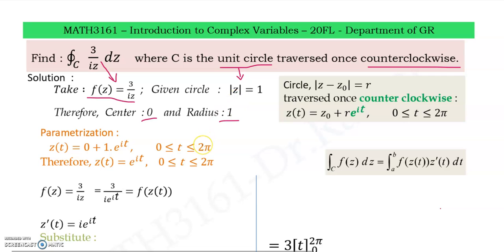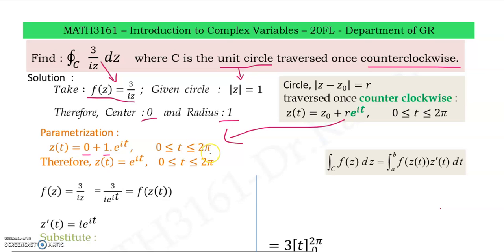So now how do we write the parameterization of the circle? This is traversed once counterclockwise, so we use this idea to write z of t. z of t is equal to, what is the center? 0. So we put 0 plus, following this rule, center plus r, and the radius is 1, that's why we put 1, then e to the power it, with 0 less than or equal to t less than or equal to 2 pi.